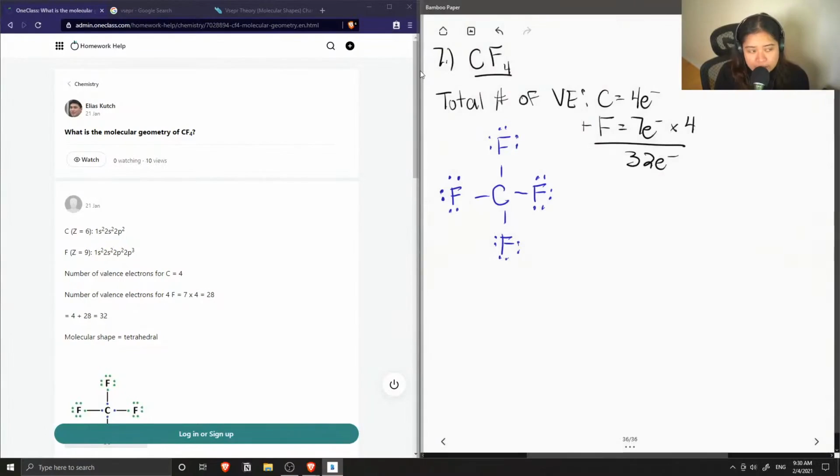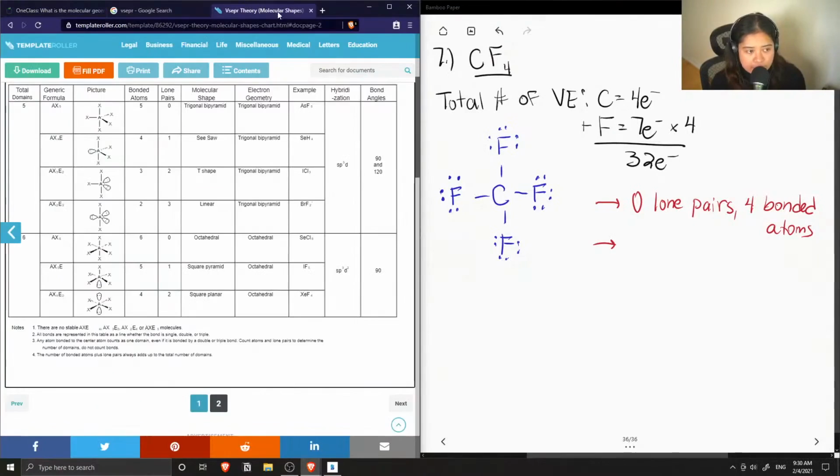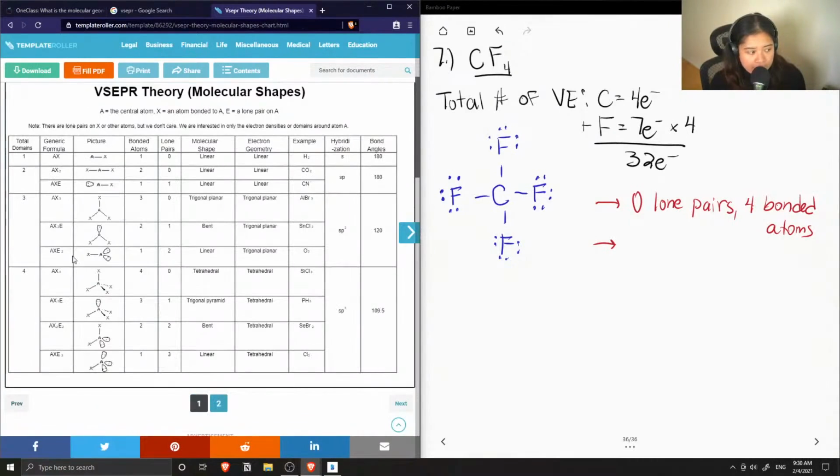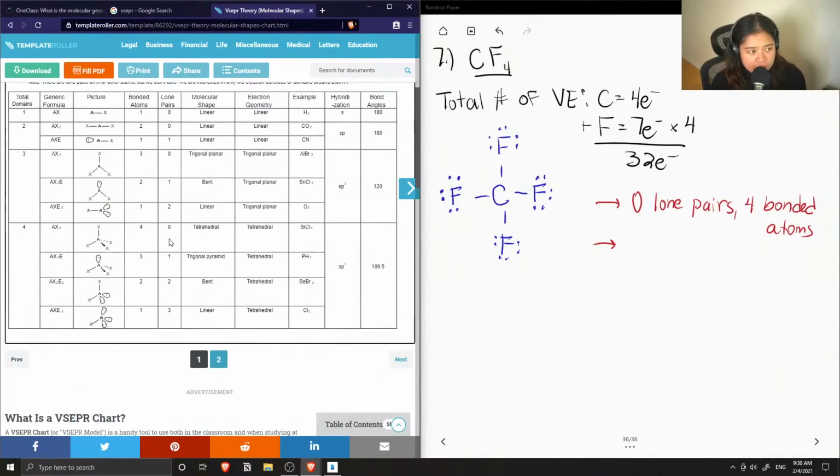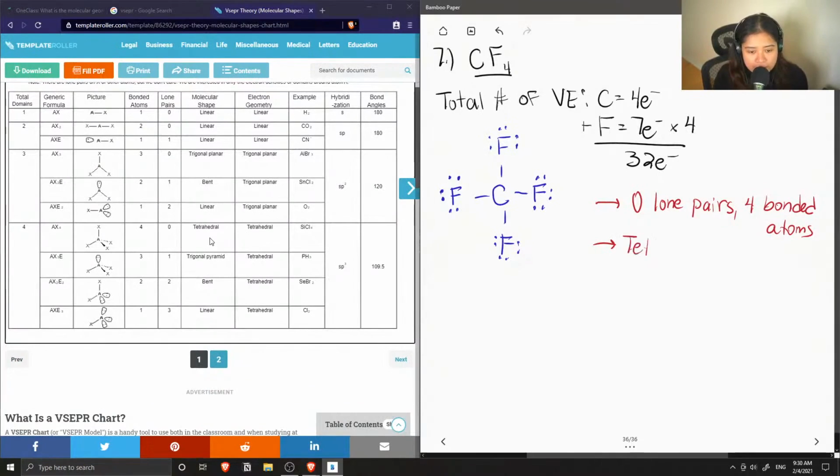Now when determining the molecular geometry, we need to analyze our central carbon atom. We'll see that there are 0 lone pairs, and we have 4 bonded atoms. If we use a VSEPR theory table, we can find out its molecular geometry. When we have 0 lone pairs and 4 bonded atoms, we have a tetrahedral molecular shape and electron geometry.